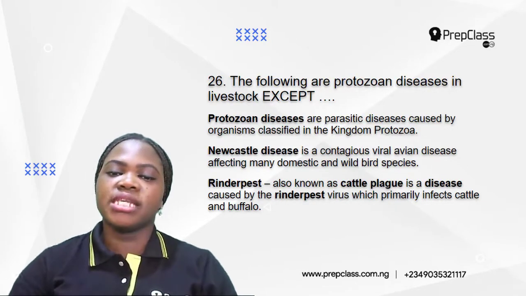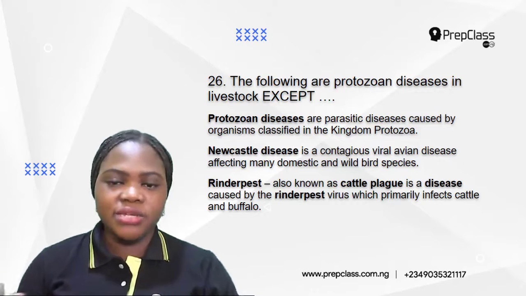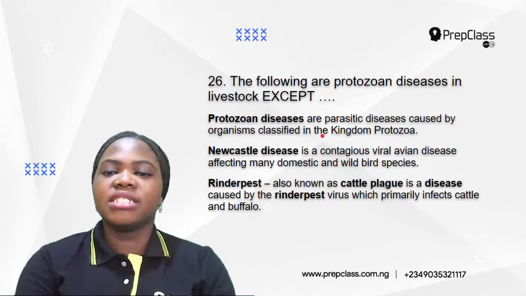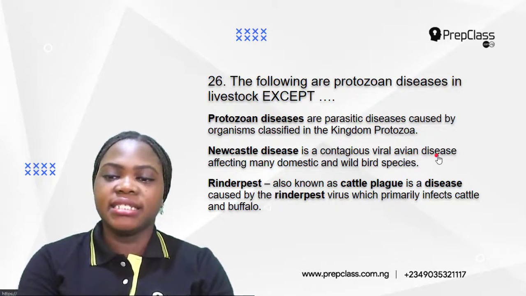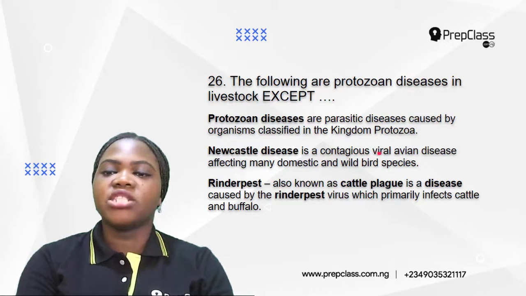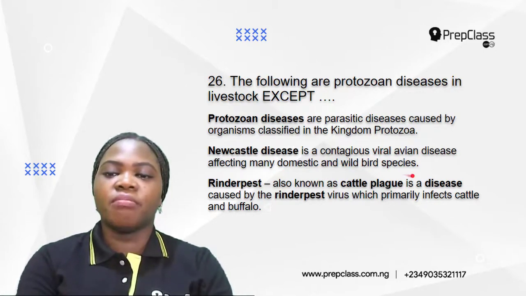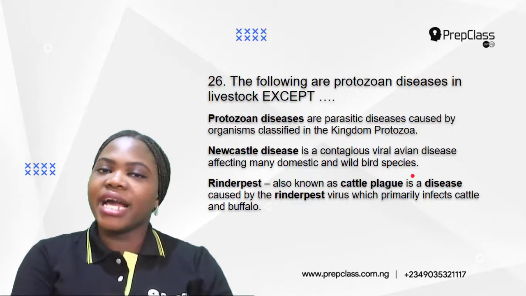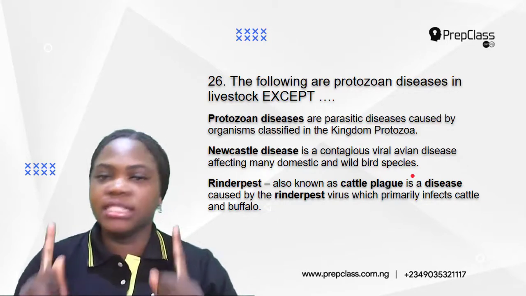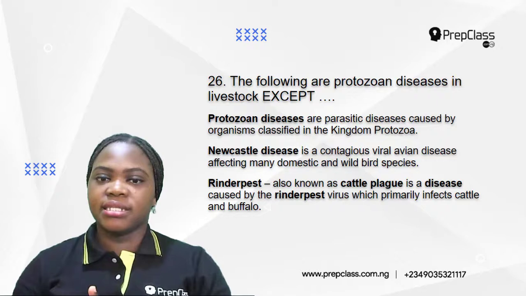The first option is Newcastle disease. What is Newcastle disease? Newcastle disease is a contagious viral avian disease. The avian means birds, okay? So it is a contagious viral avian disease affecting many domestic and wild bird species. So Newcastle disease is a viral disease. It is not a parasitic disease.